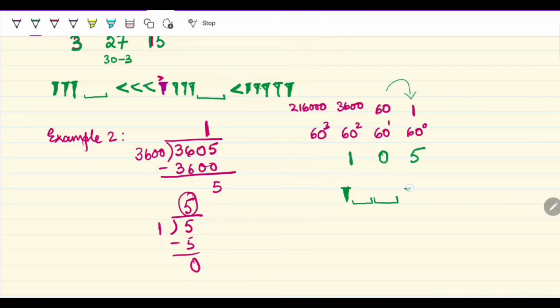So we write that as we just show the 5 conical shaped lines, and that's how we represent the number 3605. All right, this corresponds to 3605 in the decimal system. All right.